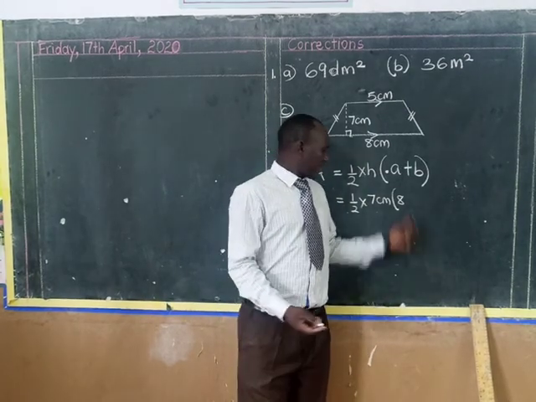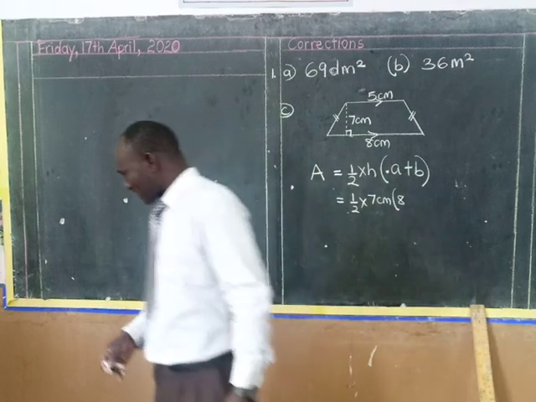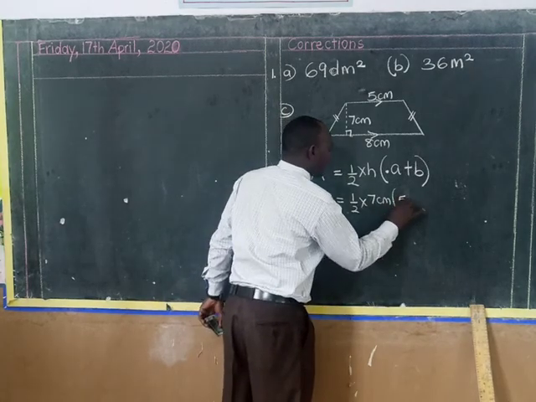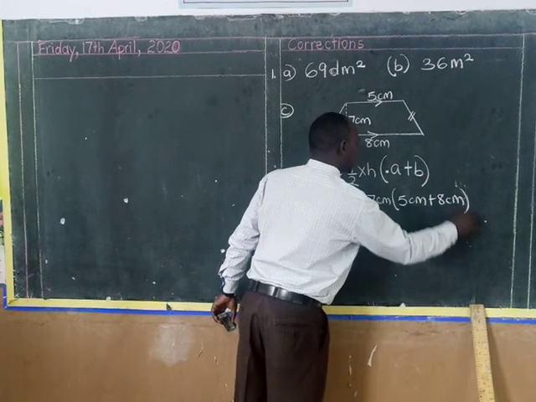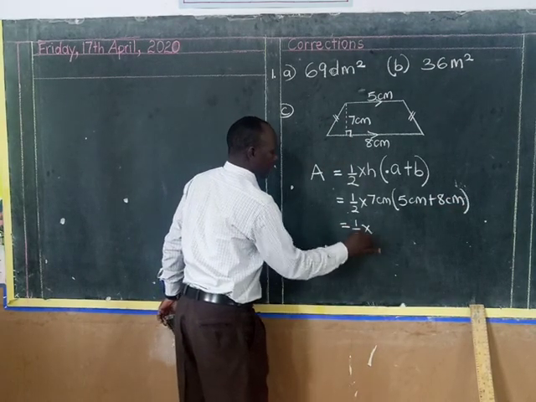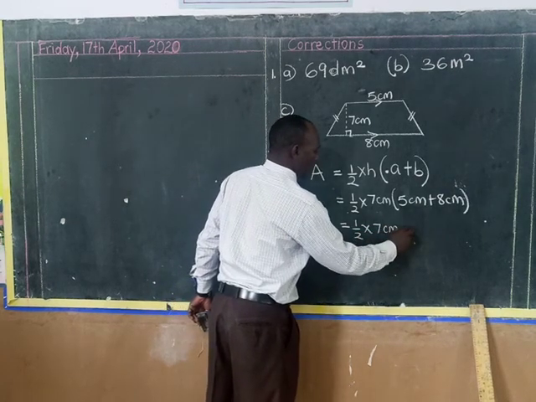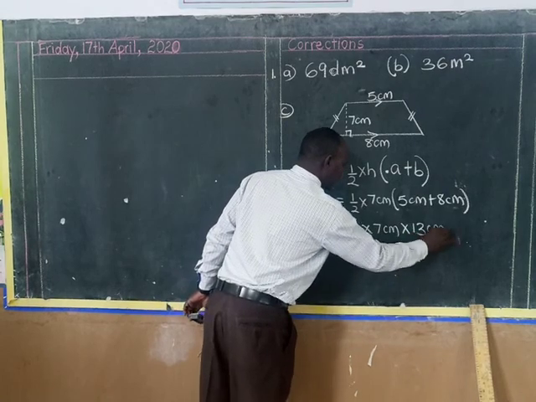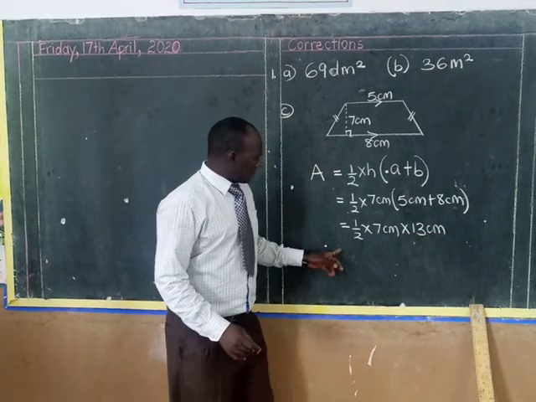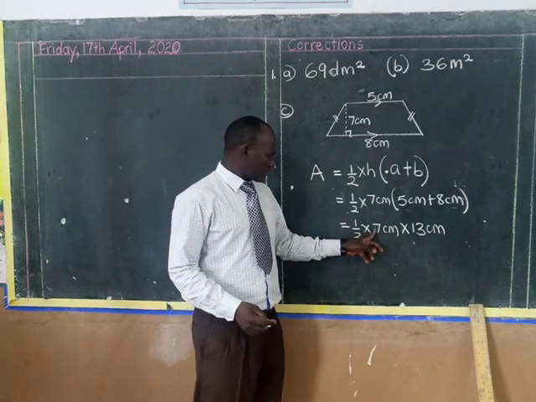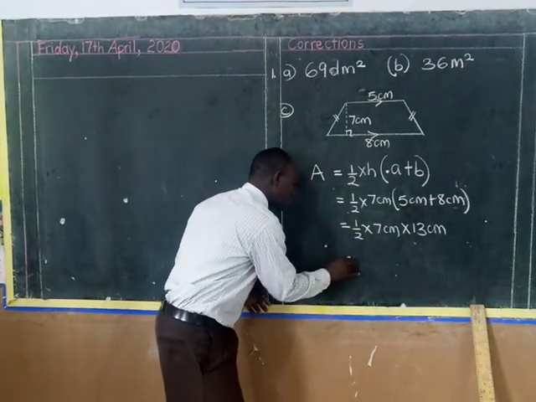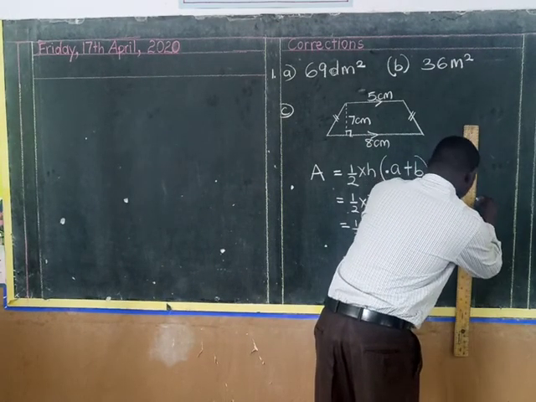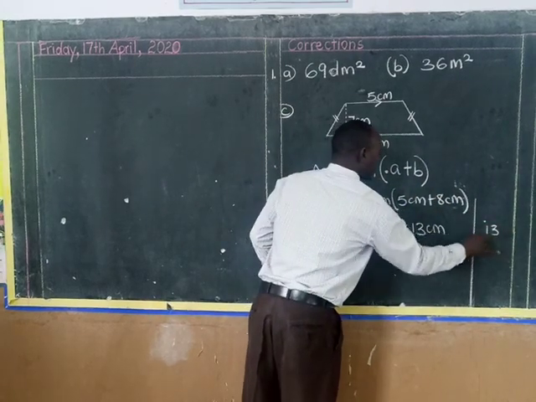We can have 5 or 8, but for the purpose of uniformity, let's have the shorter one to be 5 centimeters plus 8 centimeters, which is a half times 7 centimeters times the sum of 5 and 8, which is 13 centimeters. At this point we are supposed to divide that. This is an odd number, and that is an odd number. Let's multiply the numerators, since all these are odd numbers and we cannot easily divide. It's not completely divisible by 2. We are having 13 times 7.